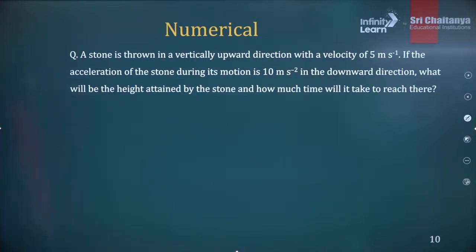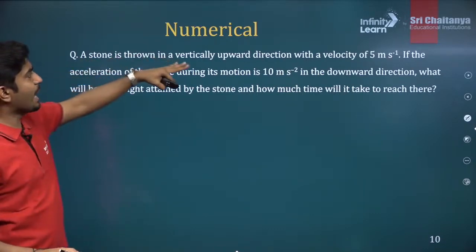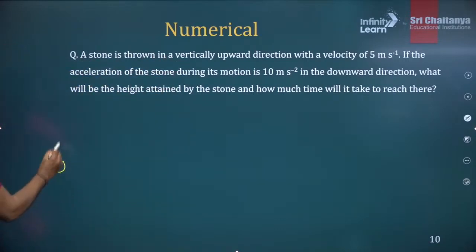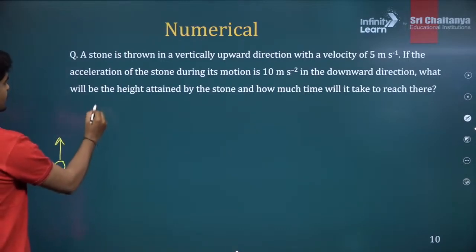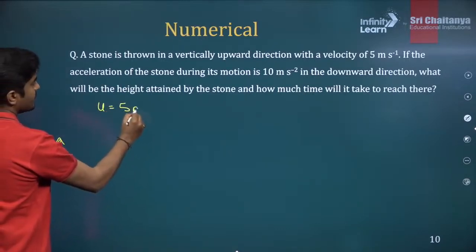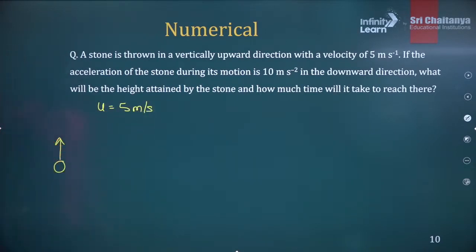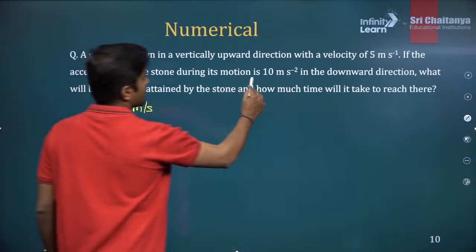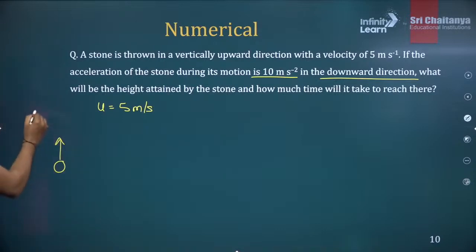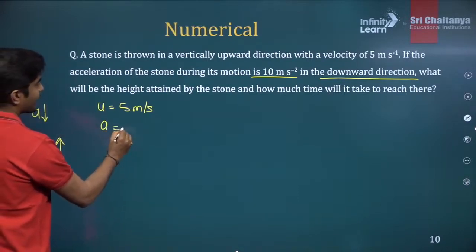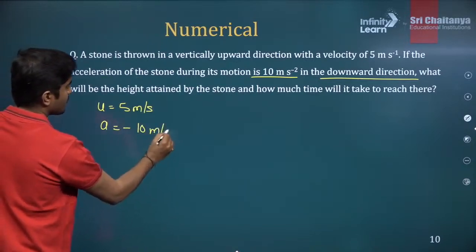Solve this. I think the last 1 or 2 questions. A stone is thrown vertically upward. Let's suppose the stone is thrown in the upward direction with a velocity of 5 meters per second. So this is the initial velocity. The acceleration is 10 meter per second square, but in the downward direction. The velocity is upward, but the acceleration is downwards, so this acceleration will oppose the motion. So this acceleration is negative, minus 10 meter per second square.